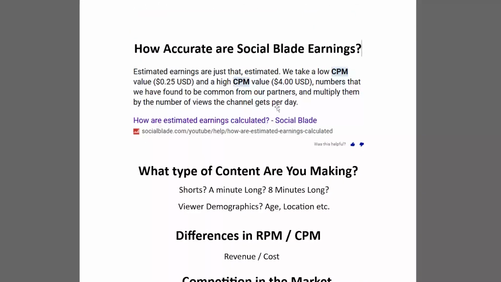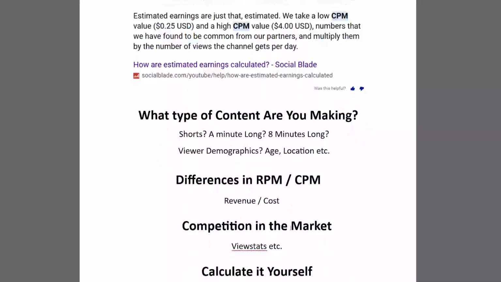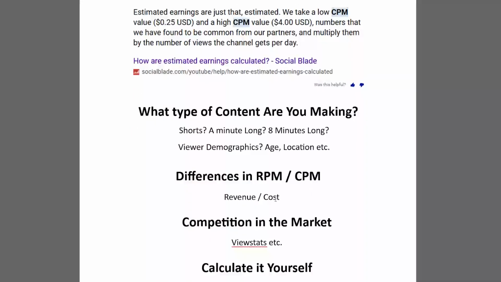Differences, right? Because up here it says CPM. That's not what you're taking home. That's what the advertisers are paying. CPM stands for cost per mil, which in layman's terms is cost per 1,000 views, sorry, cost per 1,000 views. That's how much the advertisers are paying. That's not how much the YouTube channel is earning, because YouTube have to take their cut. There are certain metrics that have to be taken out.